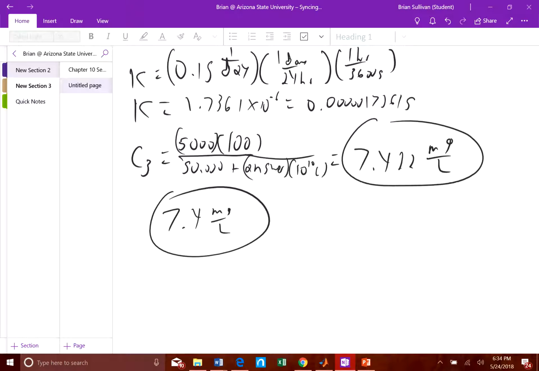Okay, hope this helped, guys. It was a tricky problem, and it has a lot of unit conversions, so that's always good practice.